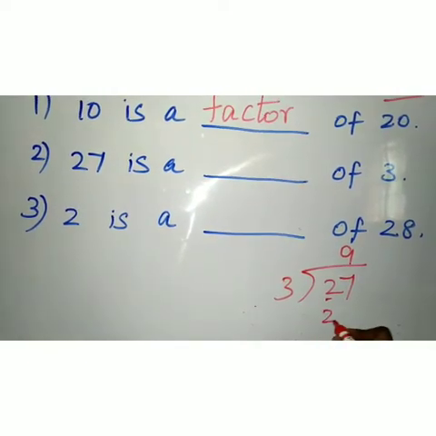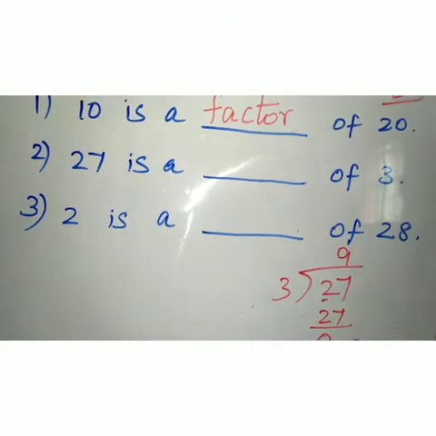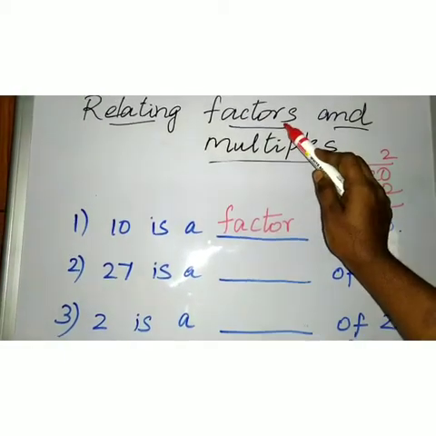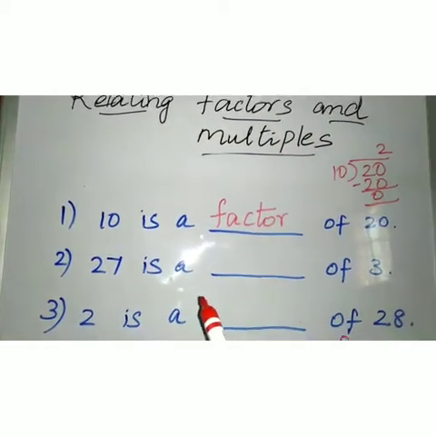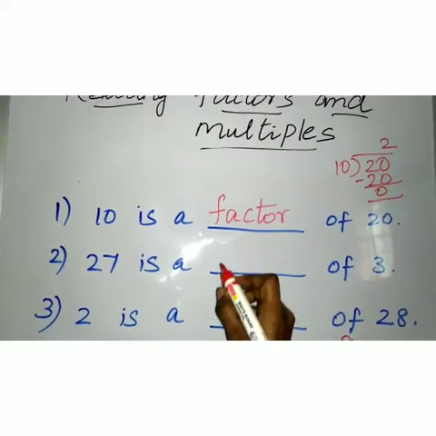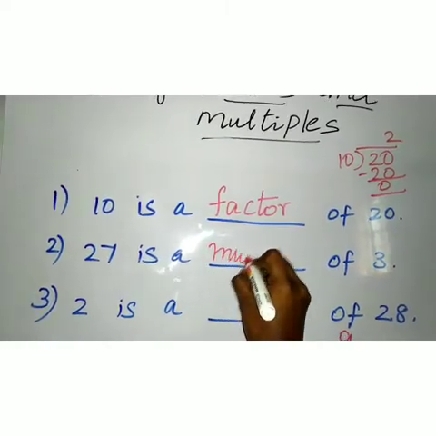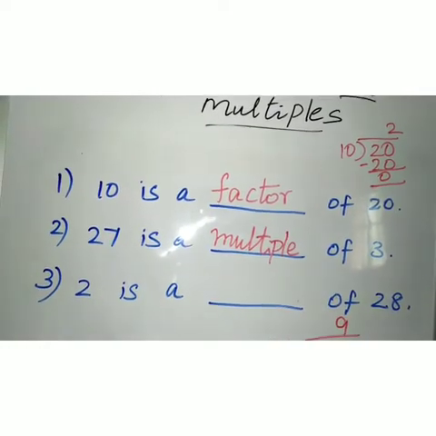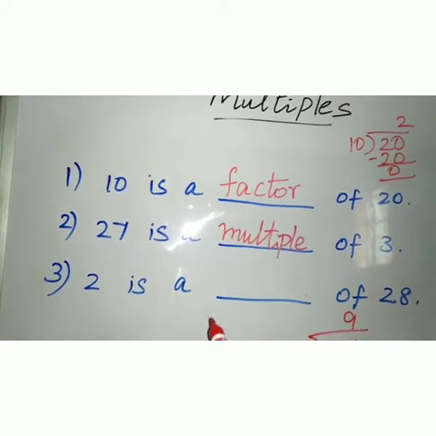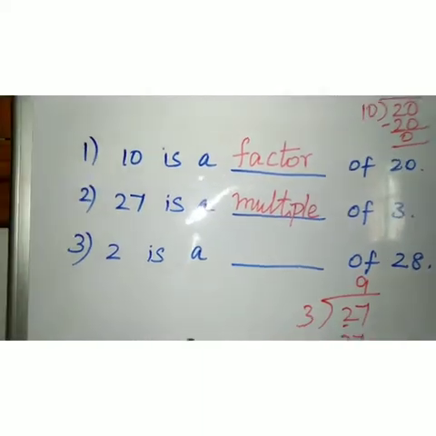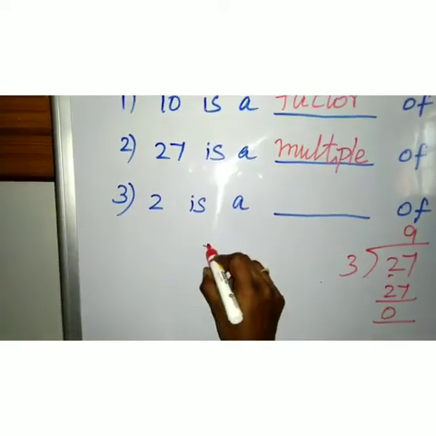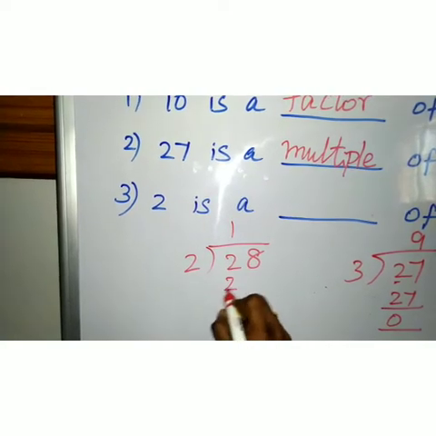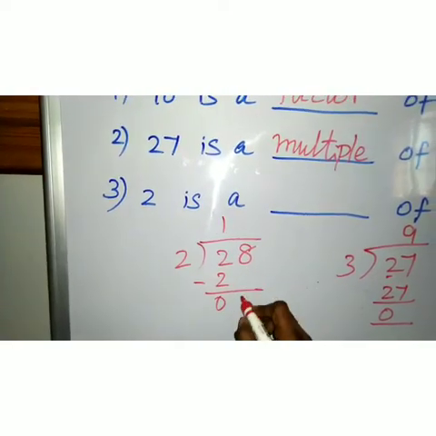27 is a dash of 3. So divide the bigger number by the smaller number, 3. So how many times do you get 27 from the 3 table? 9 times. 9 3s are 27. If you subtract these two values, you get the remainder as 0. So if you get the remainder as 0, then we say it is a factor. Which is a factor? The smaller number 3 is a factor, but 27 is a multiple. Make it clear. The smaller number, the divisor, is a factor and the bigger number is a multiple. Look at the next question.